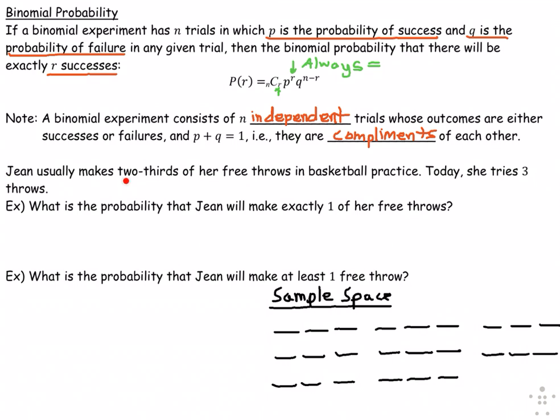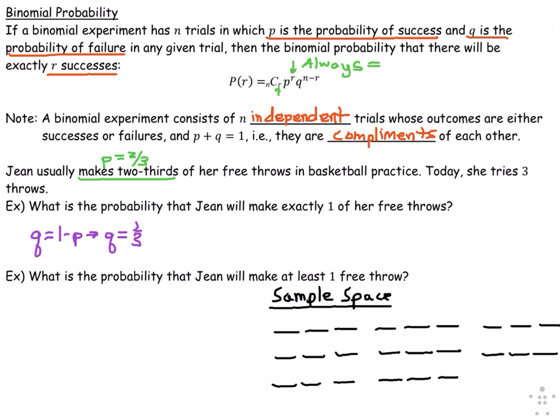Jean usually makes 2/3 of her free throws in basketball practice. Today she tries 3 throws. What is the probability that Jean will make exactly 1 of her free throws? Success is defined as making a free throw, and there's a 2/3 chance of that occurring. So that is the p value. And its complement, q, is 1/3.